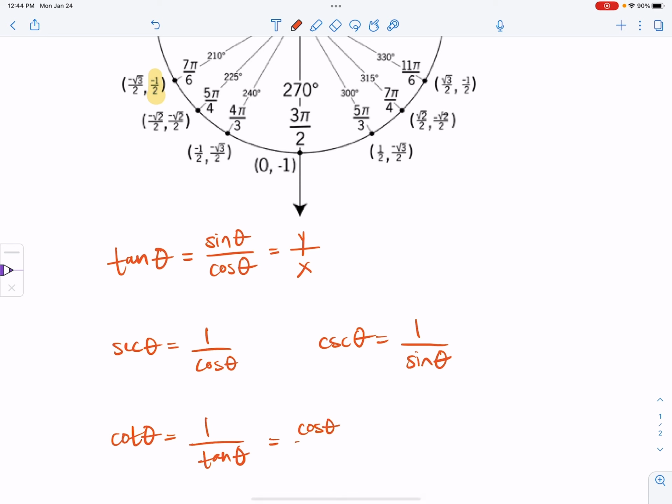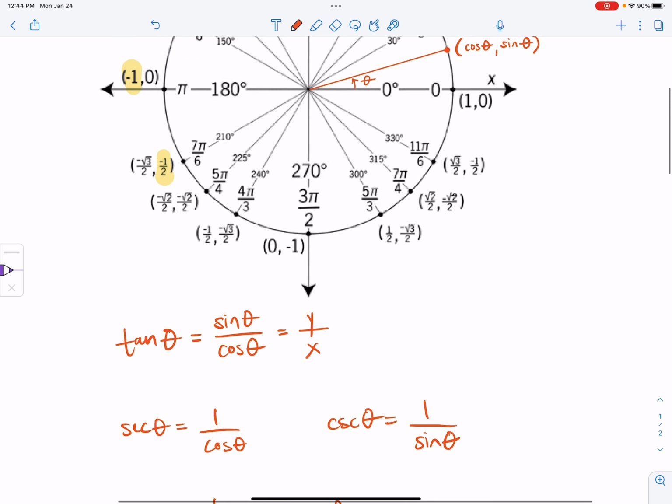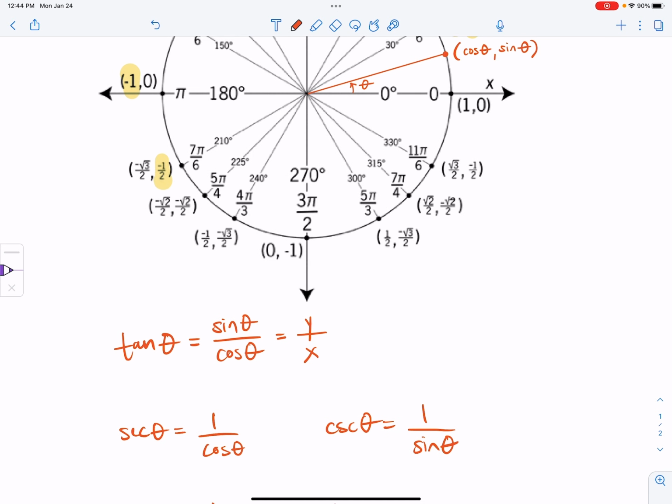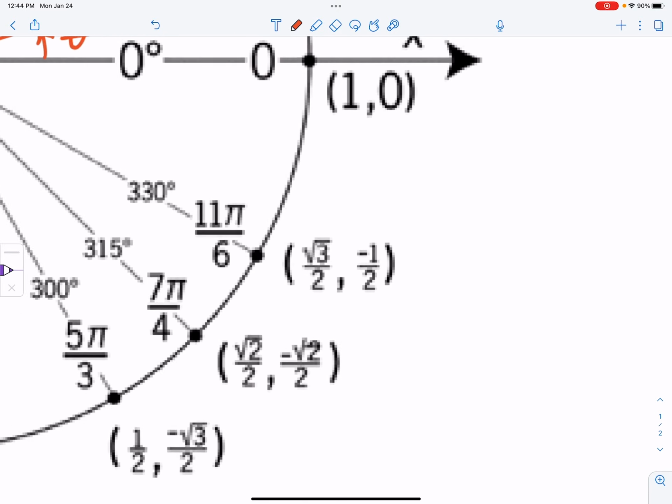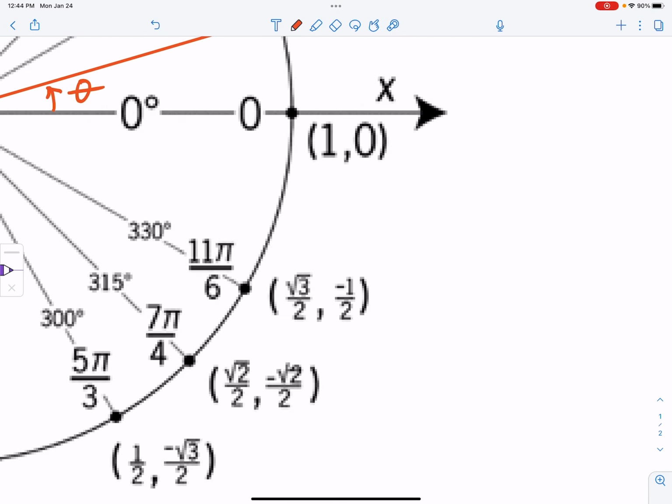So you can just think, you can figure out what tangent is and then flip it, or you can think cosine over sine. So for example, if I wanted to determine the secant of 11 pi over 6, I would go, okay, secant is the reciprocal of cosine. I think about where 11 pi over 6 is. So cosine of 11 pi over 6 would be root 3 over 2. The reciprocal would be 2 over root 3, which whenever you rationalize would be 2 root 3 over 3.